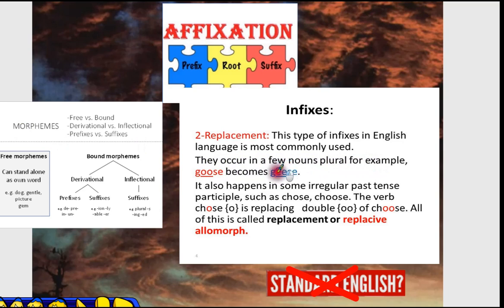This change, the double E, would be the infix. Same case with foot and feet, the irregular plurals. Same here. We have the verb choose with double O, but in past we say chose, so it's only one O. It is replacing the double O. That is an infix. So they're not really common, and I'm not going to ask you to identify them during our exercises further on this subject, but it's important for you to know.